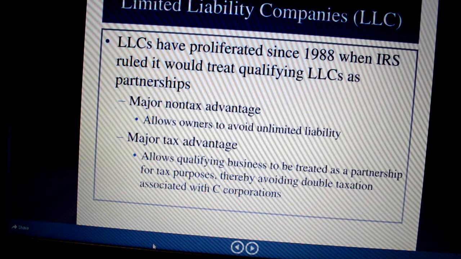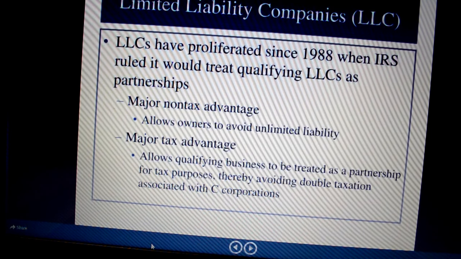As with the corporation, operating an LLC allows its owners or members to avoid unlimited liability exposure, which is a primary non-tax consideration in choosing this form of business organization. A major tax advantage of LLCs is that qualifying businesses may be treated as proprietorships or partnerships for tax purposes, thereby avoiding the problem of double taxation associated with regular corporations.